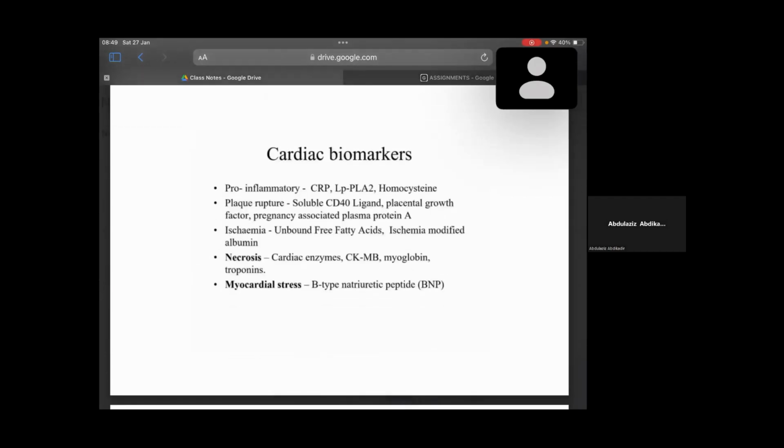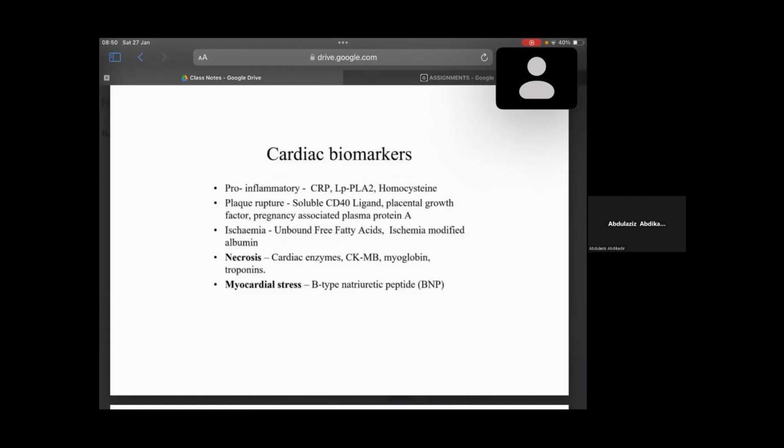I remember last week I covered this part and I told you the important ones are the markers of necrosis, the second last point: the cardiac enzyme CKMB, myoglobin, and the troponins. Then there is myocardial stress, also a marker of heart failure. Remember, when the heart is failing, it is not able to pump, it is being overworked, it is choking on its own blood. So it is under stress.